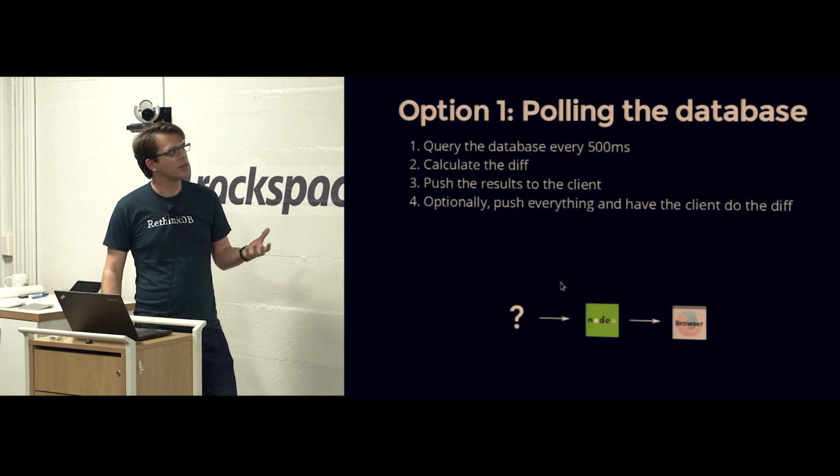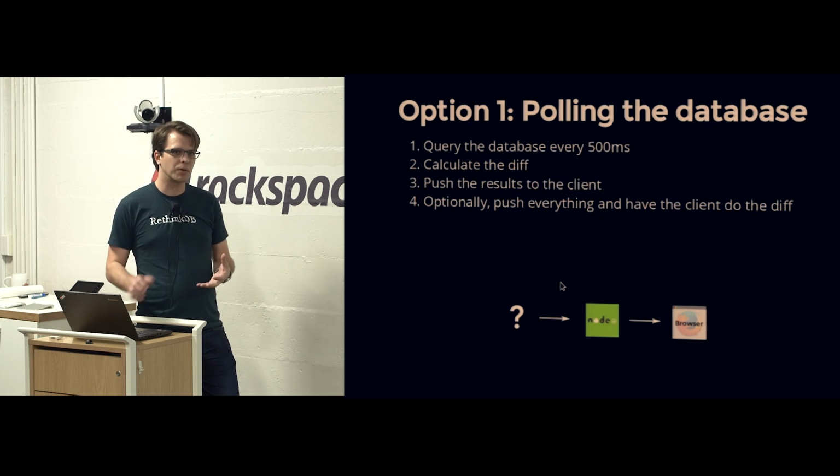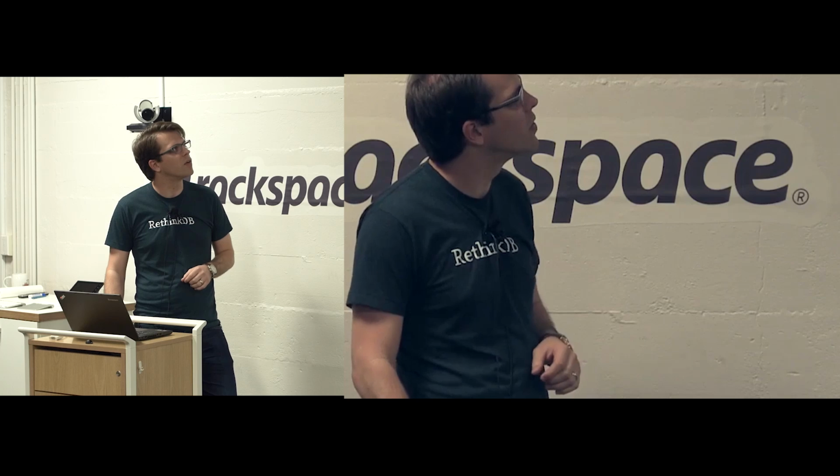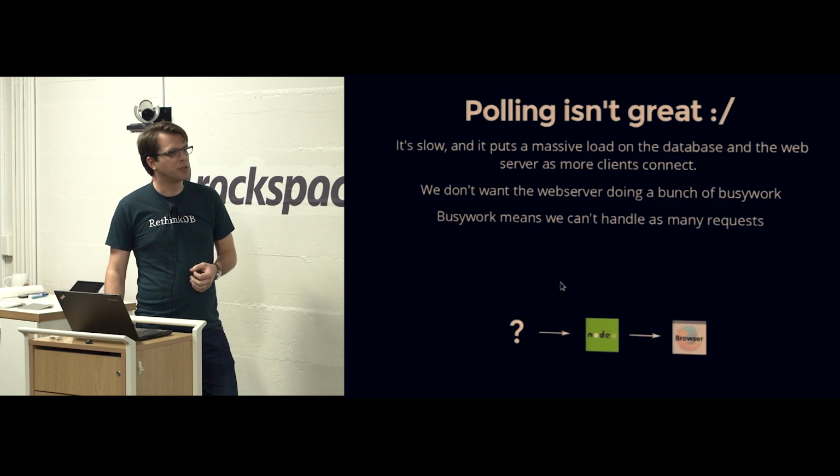If you're polling, you're constantly checking, and you're removing your ability to handle more requests because you're constantly doing busy work. So polling is kind of a bad idea. It works when you first get started if you're just trying to get something working, but once you try to scale out, it gets really slow. It puts a huge load on your database and on your web server, and basically you're going to have to start buying new Heroku instances a lot sooner than you would otherwise.